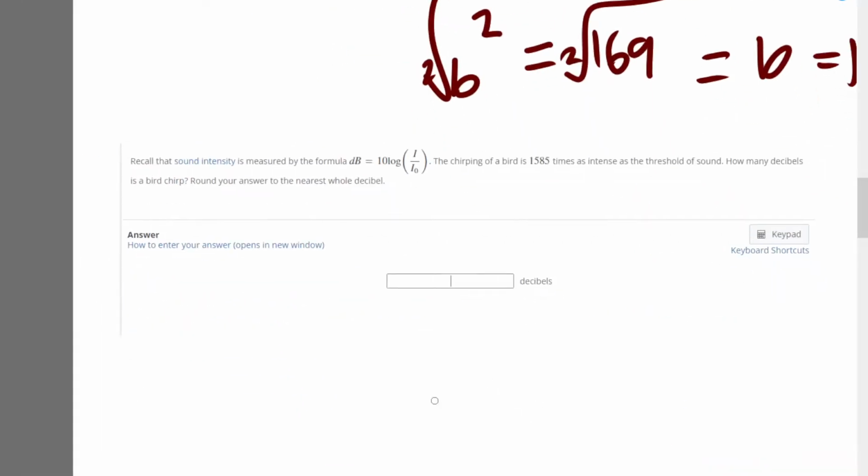The sound intensity is measured by the formula decibels is equal to 10 log I over I0. The chirping of a bird is 1,585 times as intense as the threshold of sound. How many decibels is a bird chirp? Now, this one is a little bit tricky, again, because it's got kind of confusing variables, but a lot of these can just be replaced by x.